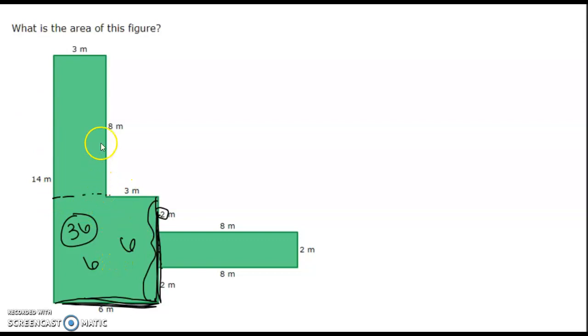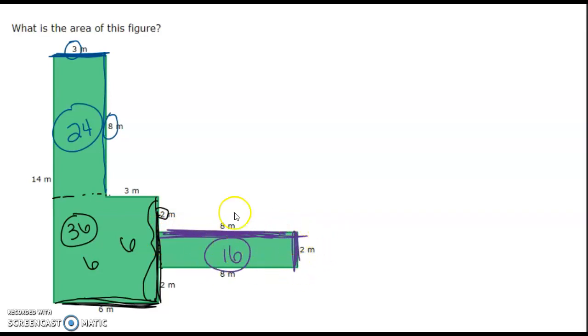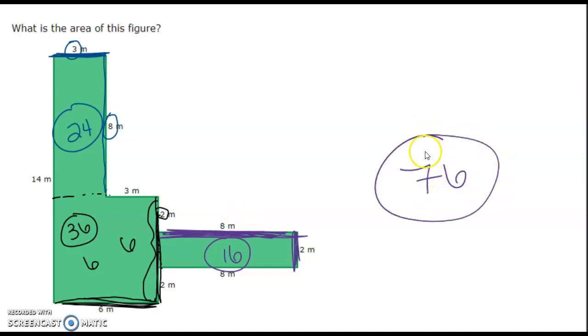So now let's do up here. My entire width is 3, and my entire height is 8. So 3 times 8 is 24. Let's do purple. This one, my length, or how wide it is, is 8, and it's 2 tall, so that's 16. So then you just take these three numbers and add them up. So 24 plus 36 plus 16 is 76. The hardest part, I think, is cutting it up. You've got to cut it up the right way.